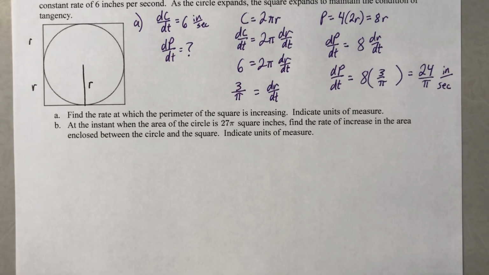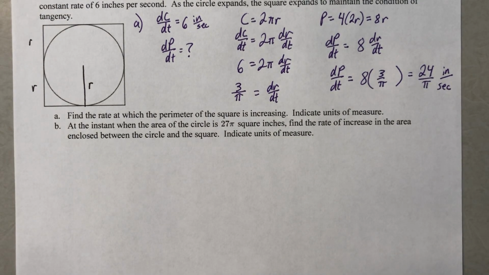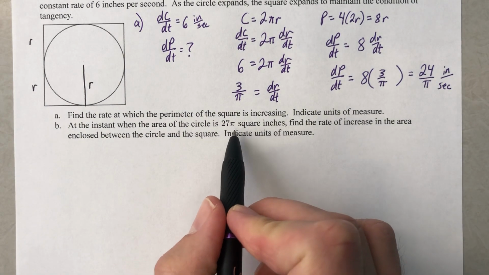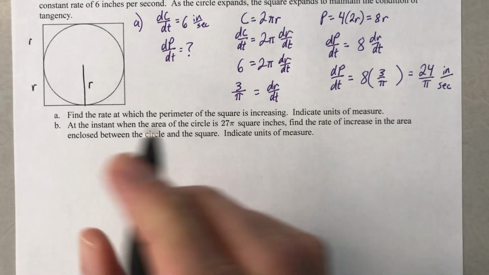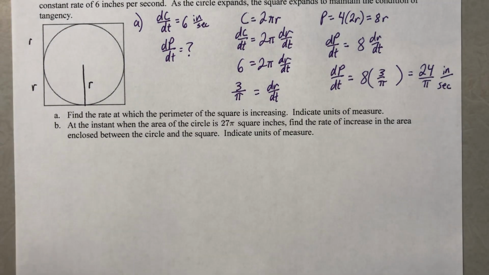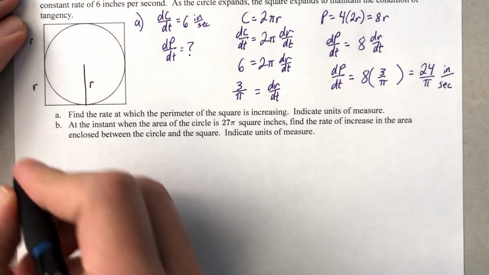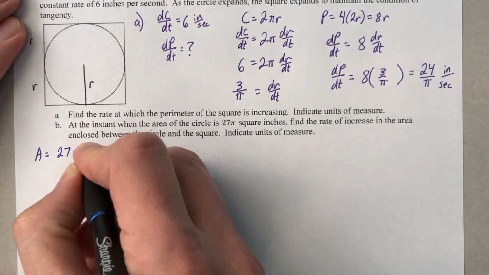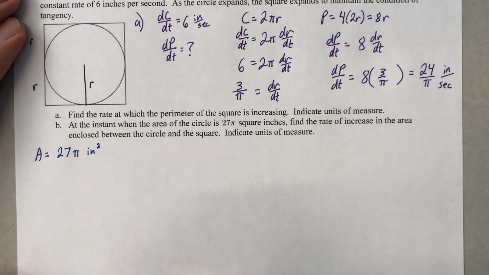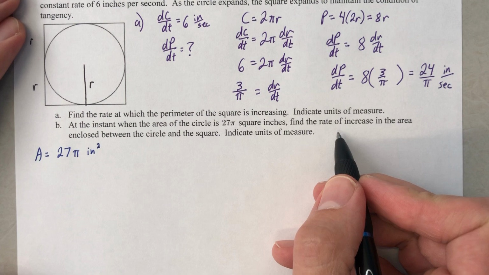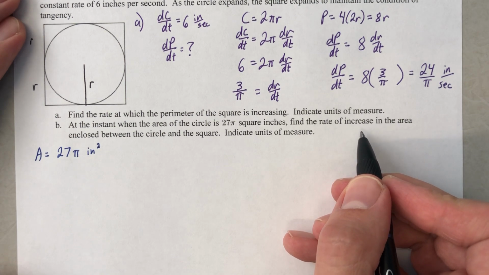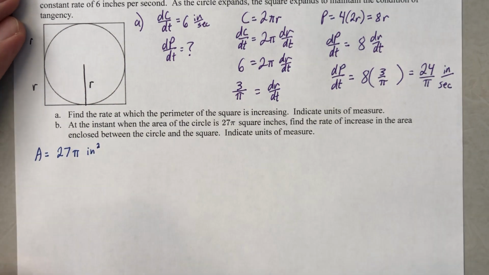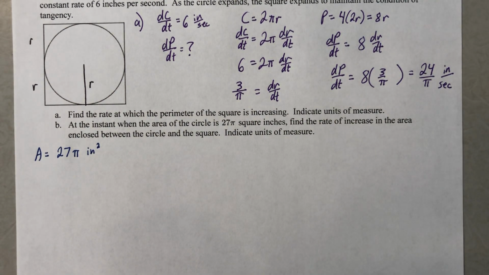Things get a little tricky here. Let's just start listing some things. At the instant when the area of the circle is 27 pi square inches, stop right there. The area of the circle, let's switch to blue, I feel like it. So the area is 27 pi square inches. Find the rate of increase of the area enclosed between the circle and the square. Indicate units of measure.